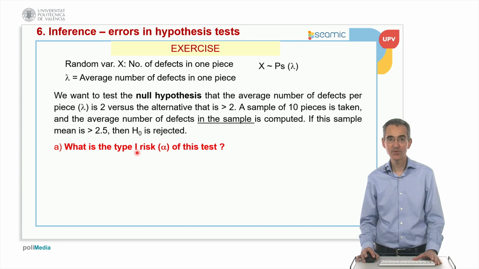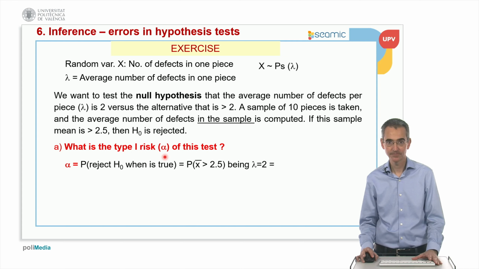Then, what is the type 1 risk alpha of this test? To make this kind of calculation, you should remember the definition, because it is not inside the math tables. Alpha, by definition, is the probability to reject the null hypothesis when it is true. In this case, we reject when the sample mean is bigger than 2.5, considering that the null hypothesis is true, that is, that we are in a Poisson with lambda equal to 2.